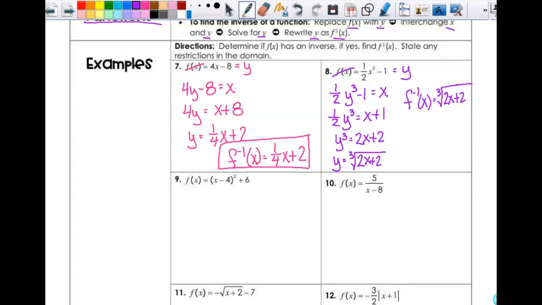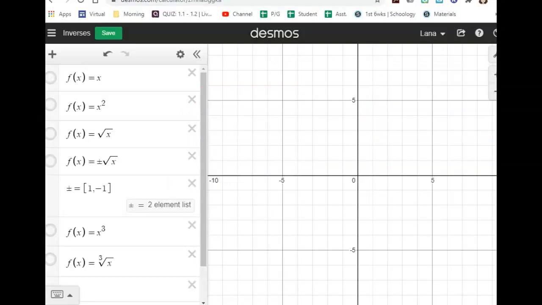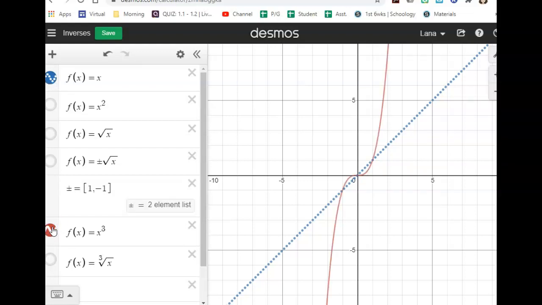Okay? Because this is a cubic, the inverse of a cubic is the cube root. So let me show you how that works here. So here is my line y equals x, because remember it said that we're going to reflect in the line y equals x. So there's my y equals x. And here's my x cubed.